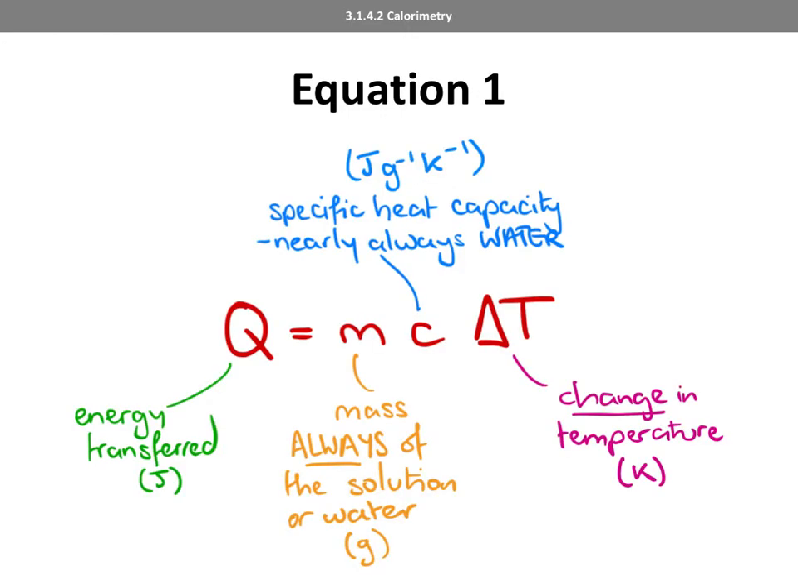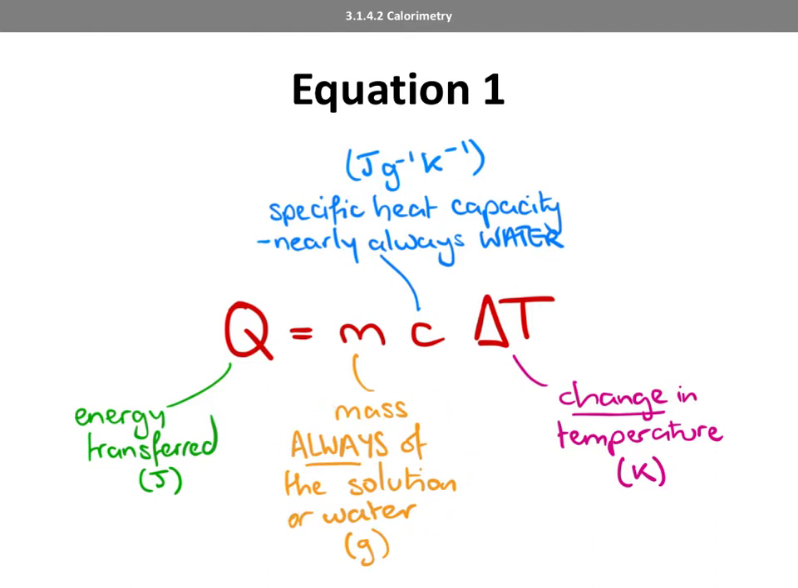So here's the first equation. This is focused on calculating the energy transferred in a particular practical or experiment that we do. Now, it relies on the relationship between the change in temperature of a substance, the specific heat capacity of the substance, and the mass of that substance. Nearly everything that we're going to be measuring the change in temperature of is either going to be a solution or water. So when we're looking at the mass, we're actually looking at the mass of the solution or water.